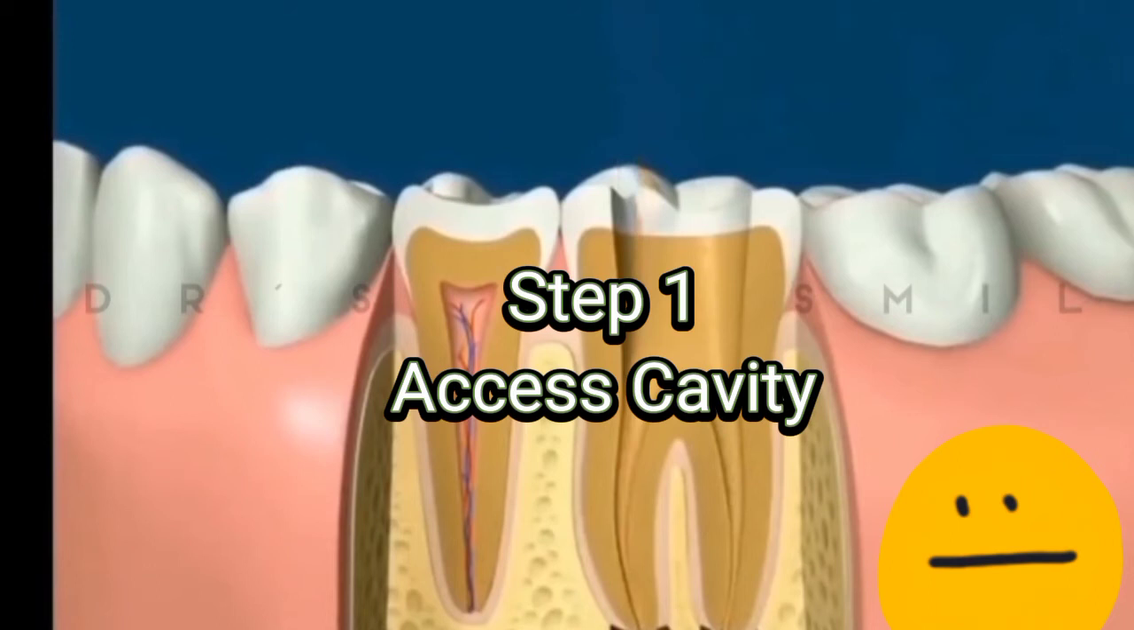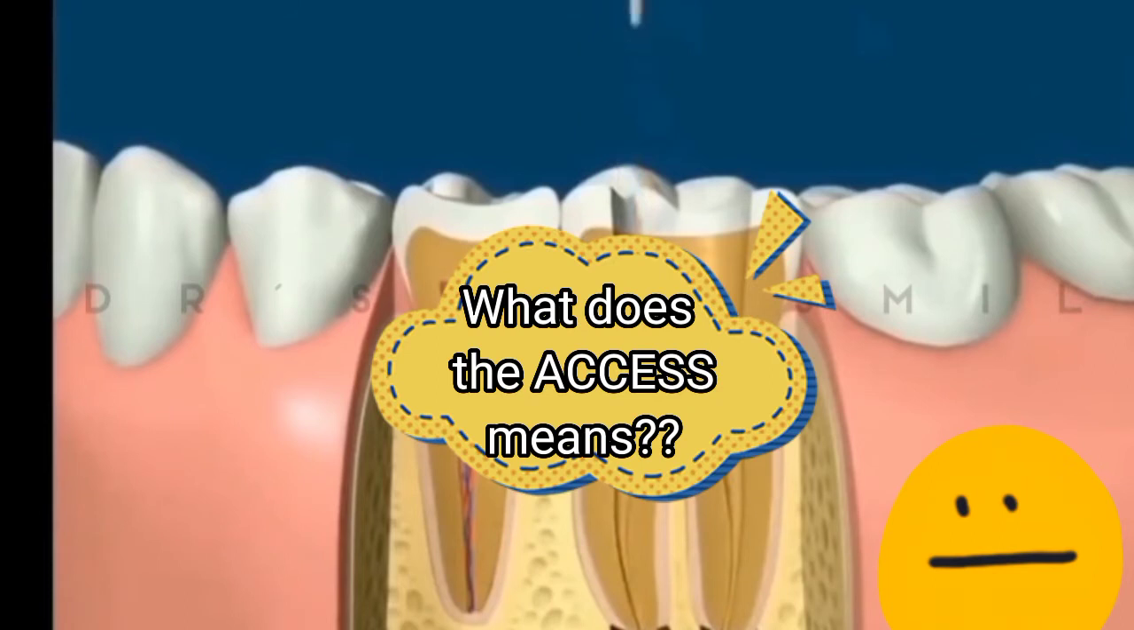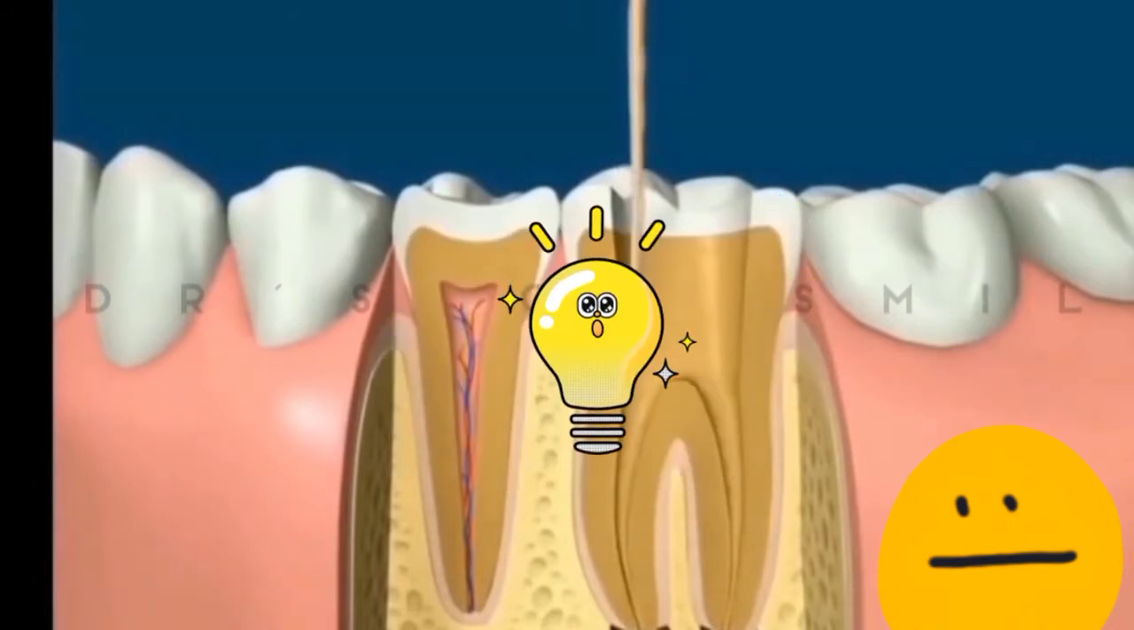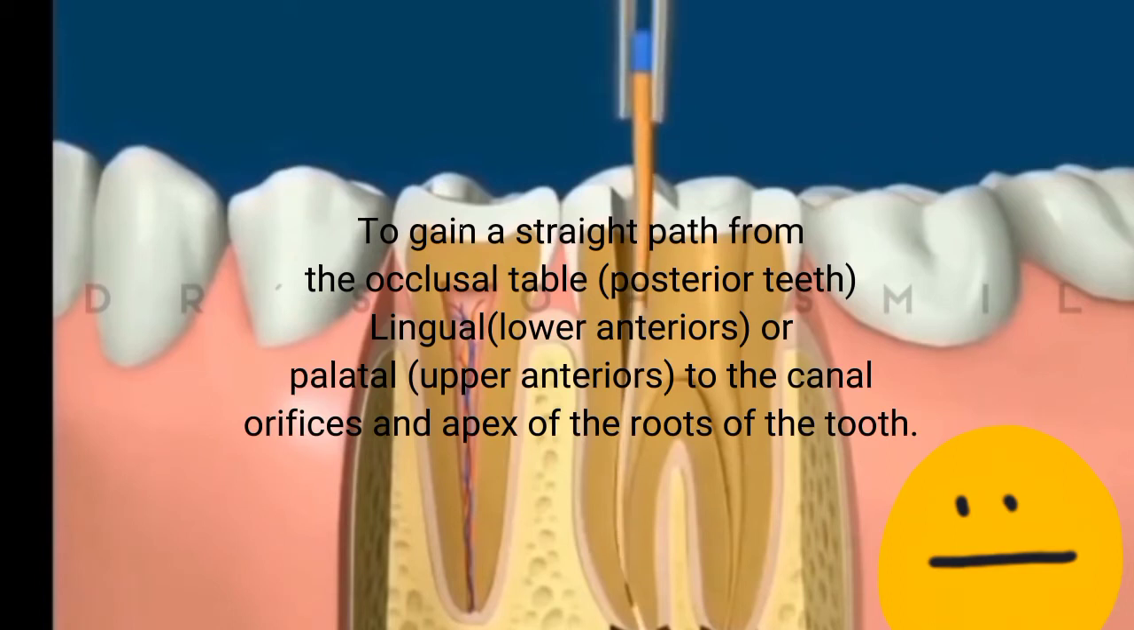Now I will discuss the very first step of RCT, that is access cavity, in detail. What is access cavity? What does access mean? Just by its title, can you guess what it means? Access means a path or opportunity to approach or enter a place. For the procedure of RCT, it means to gain a straight path from the occlusal table, lingual or palatal aspect to the canal orifice and apex of the roots of the tooth.